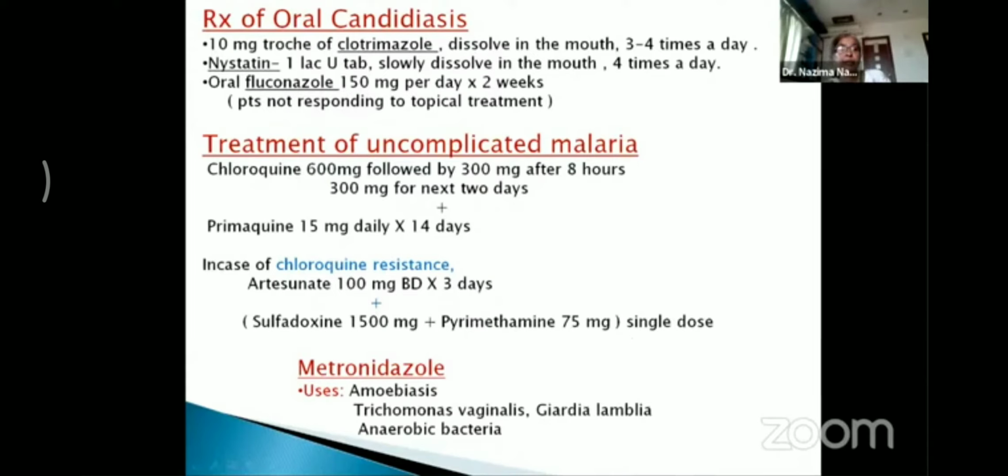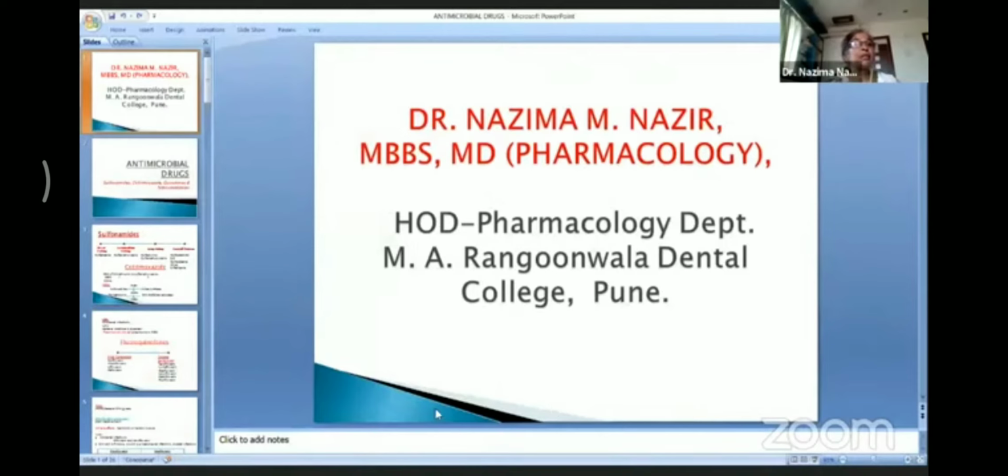Then we come to the drug metronidazole, whose uses we have already seen. It is a first-line drug in case of amoebiasis, trichomonas vaginalis, giardia lamblia, and in case of anaerobic infection. So that's it about the antimicrobial drugs. Now we'll see the autocoids.